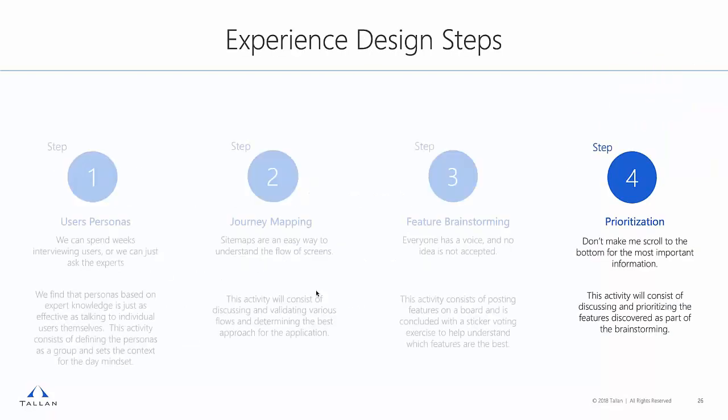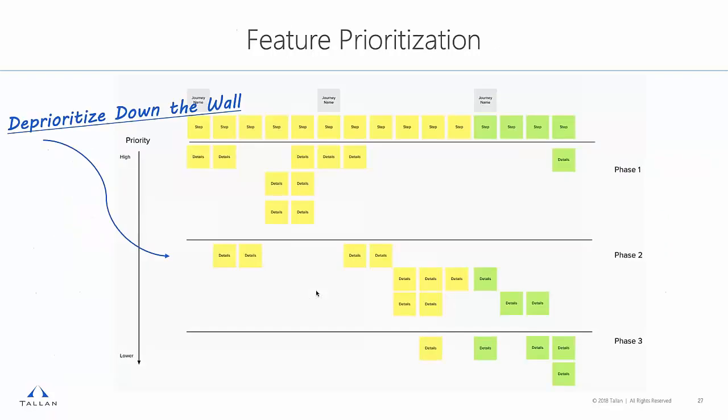And that gets us to our last step. So in the brainstorming, we're totally open. You can put whatever you want on the board, but we have to be practical, and we want to circle back to the story that we want to tell here. So what we do from there is we take all the steps and all the journeys, and we start to basically prioritize them down the wall.